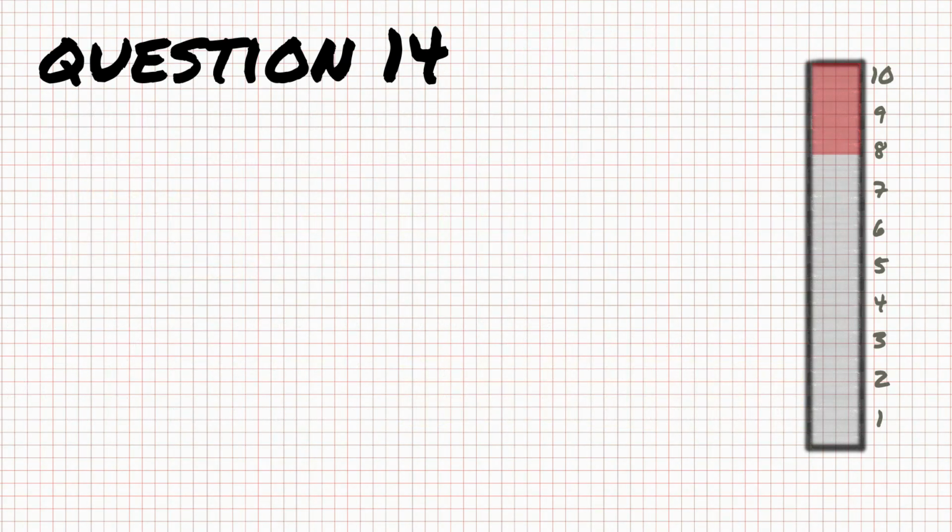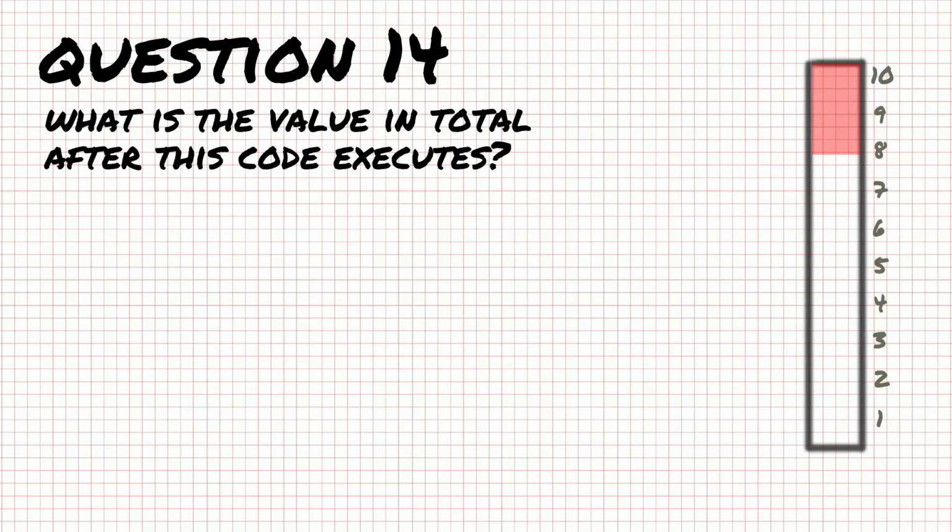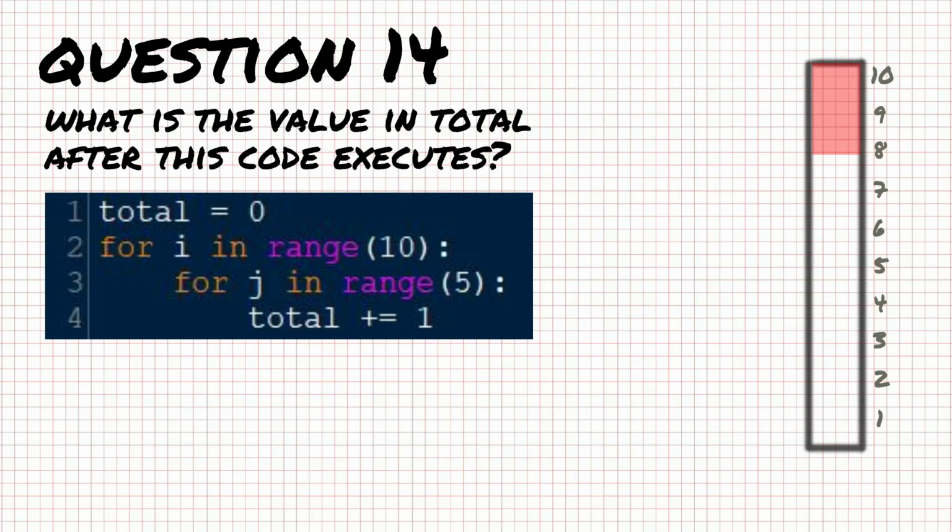Question 14. What is the value in total after this code executes? total = 0, for i in range(10): for j in range(5): total += 1. Is it A, 50, B, 49, C, 10, or D, 15?